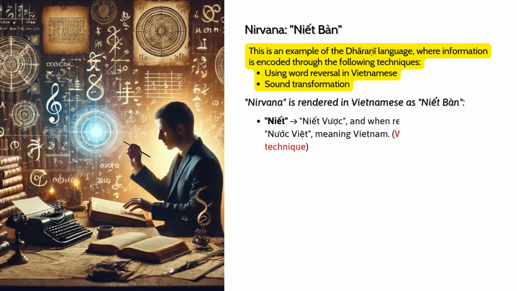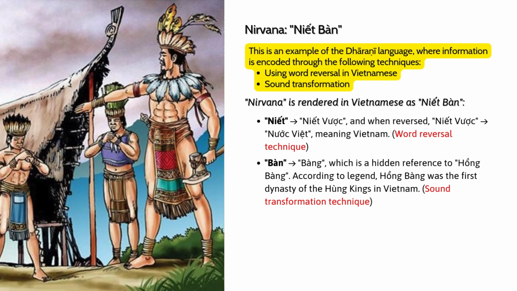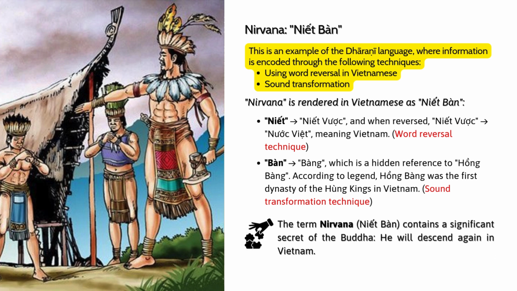The word Niet is a shortened form of Niet Vuoc, which is reversed through wordplay to become Nuc Viet, meaning Vietnam. This detail is encoded using word reversal in Vietnamese. The word ban undergoes a sound transformation into bang, which is the hidden form of Hong Bang. According to legend, Hong Bang refers to the first dynasty of the Hung kings of Vietnam. This detail is encoded through sound transformation. Therefore, the event of the Buddha entering nirvana carries the hidden meaning that he will descend again in Vietnam.